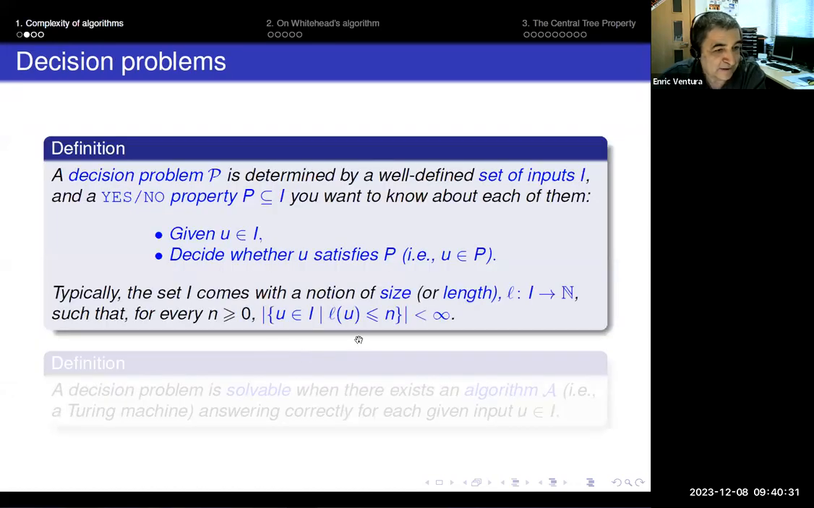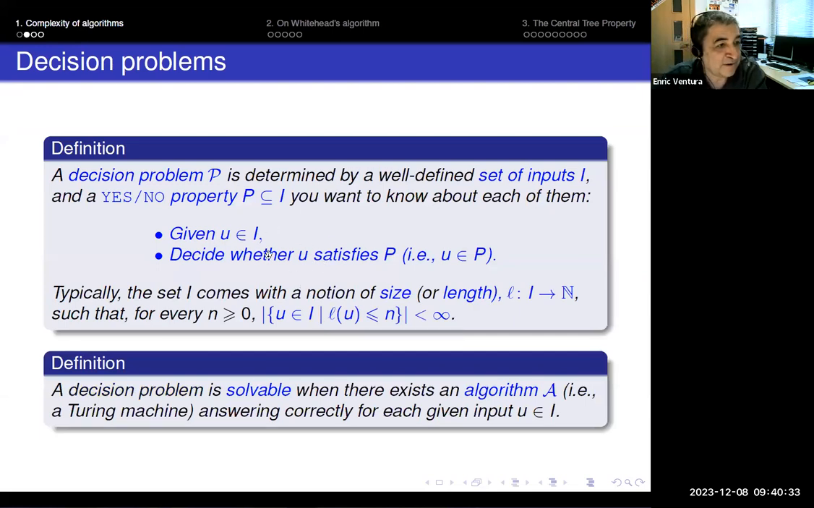Okay. Well, general setup for algorithms. A decision problem is a problem where the set of inputs is well defined, and it is well defined which property you are checking. So the answer of the algorithm should be yes or no, and the set of inputs in a given problem usually comes with a notion of size, or also called length, which is a natural number assigned to every input, measuring the complexity of the input, but in such a way that for every natural number there are finitely many inputs of a given size.